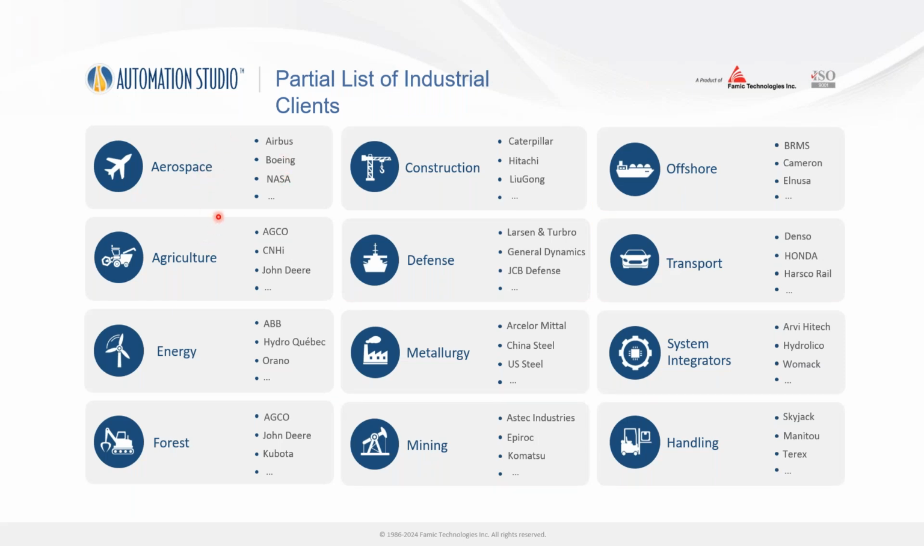We are available in aerospace, agriculture, energy, forest, defense, metallurgy, mining, handling, transport. Likewise, we are present in companies like Airbus, Boeing, NASA, AGCO, John Deere, ABB, Orano, Kubota, Caterpillar, Liugong, JCB Defense, China Steel, US Steel, Komatsu, Epiroc, Honda, Harsco Rail, Womack, TEDx. Likewise, these are some of our partial list of industrial clients.